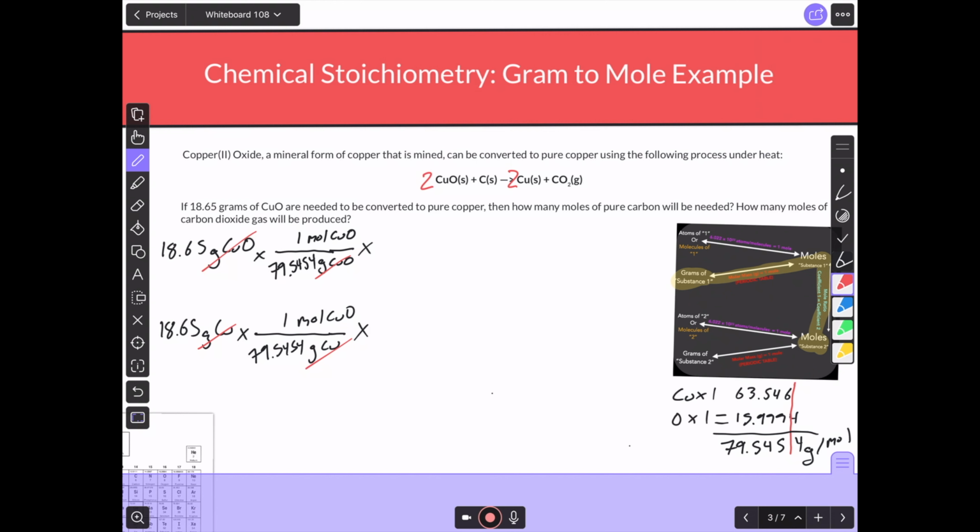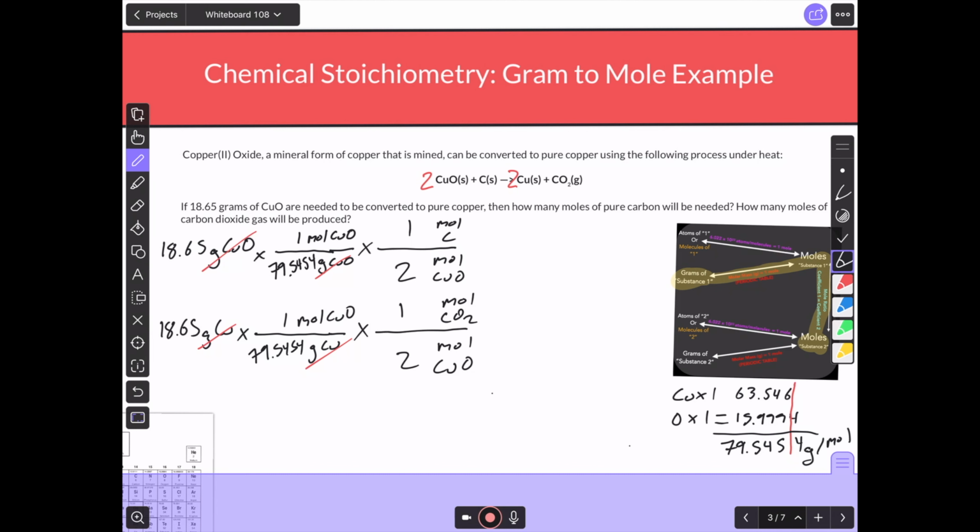All right, so I already know that for the first problem, I need to get 2 moles of pure carbon. So if I need to get to carbon, moles of carbon is going to be on top. And then I have moles of copper oxide, so moles of copper oxide has to go on the bottom, so it cancels out. Copper oxide is 2 for every 1 carbon. And for the bottom one, I'm converting to 2 moles of carbon dioxide, so that goes on top. And again, moles of copper oxide goes on the bottom, so it cancels out. It's the same ratio, 2 to 1, right?